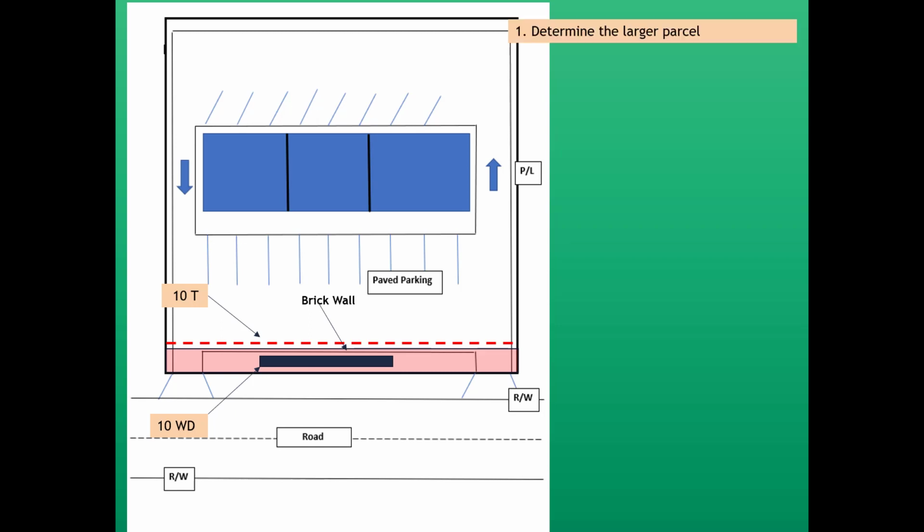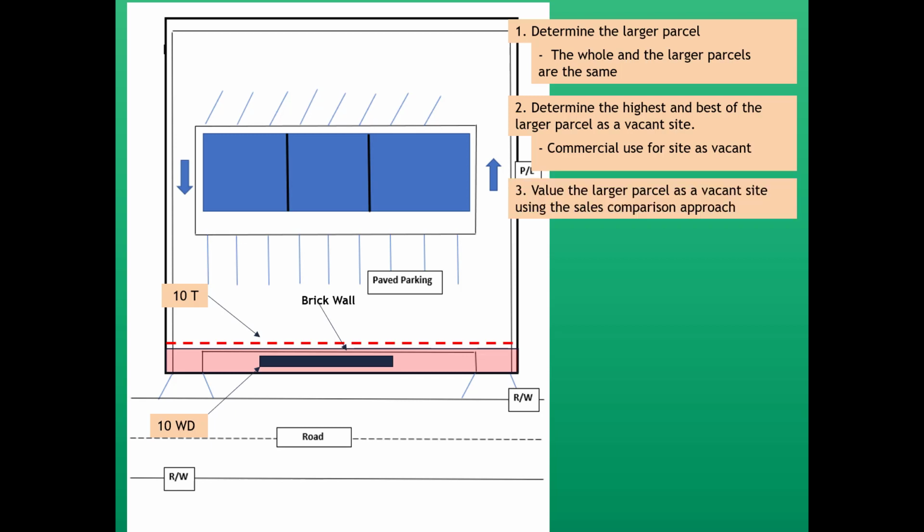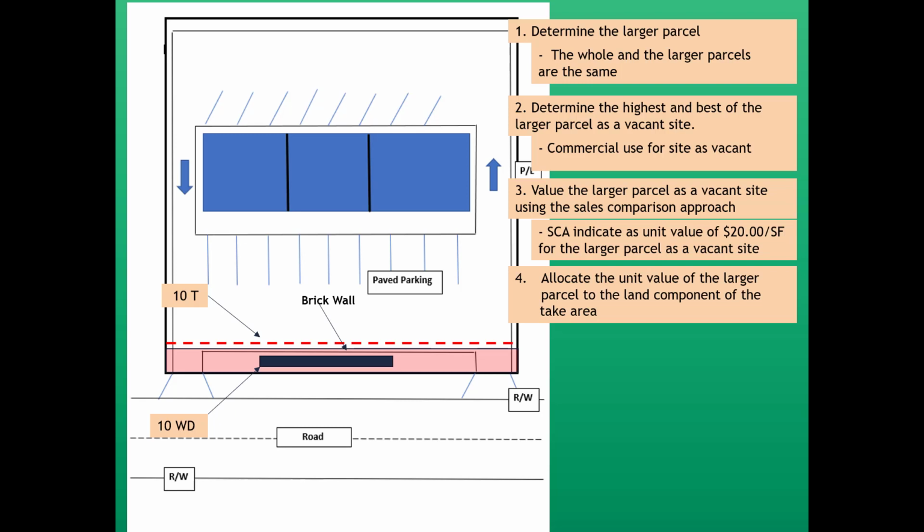So when we do a value finding appraisal report, we're going to determine the larger parcel. In this case, the whole and the larger parcel are the same because we've got no abutting ownership. We're going to determine the highest and best use of the larger parcel as a vacant site. The larger parcel is commercial. We're going to value the larger parcel as a vacant site using the sales comparison approach. We're going to assume that that approach indicated a unit value of $20 per square foot for the larger parcel as a vacant site. Now we're going to allocate the unit value of the larger parcel to the land component.